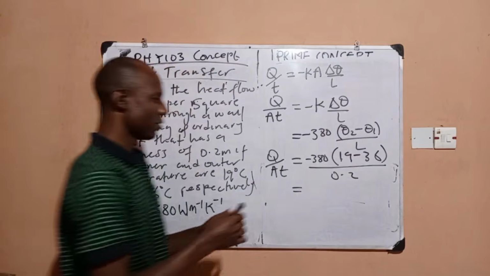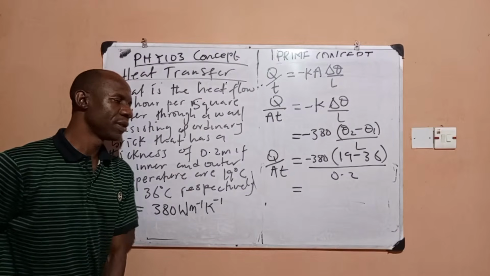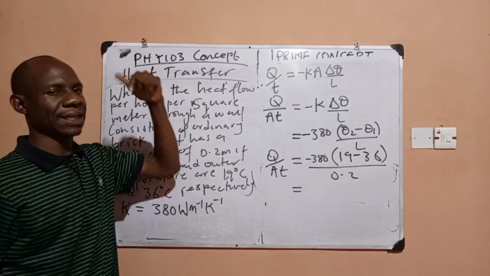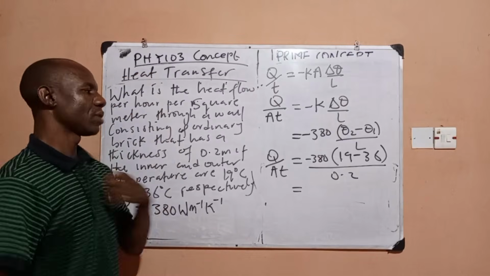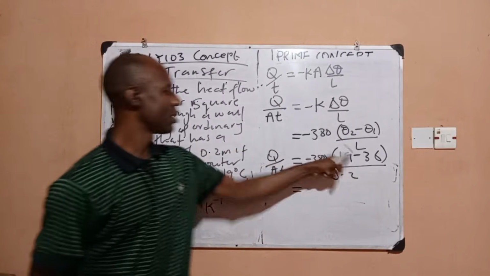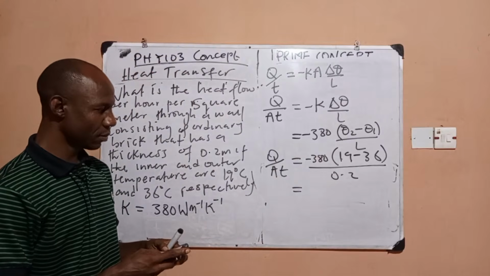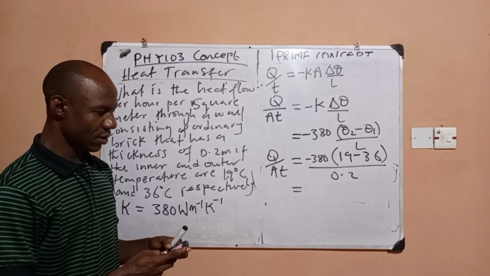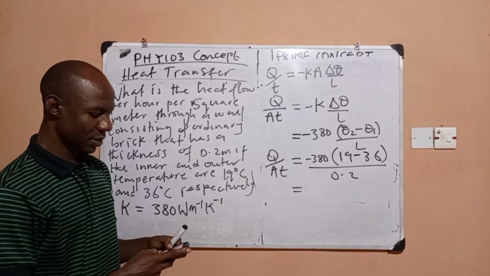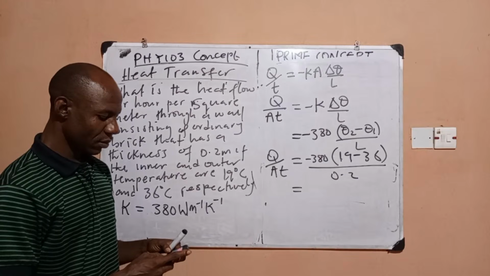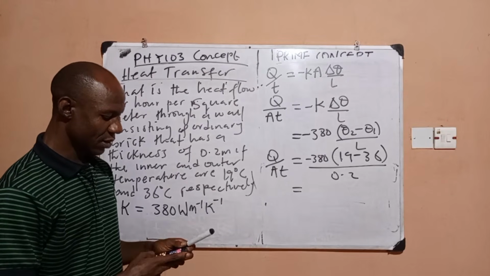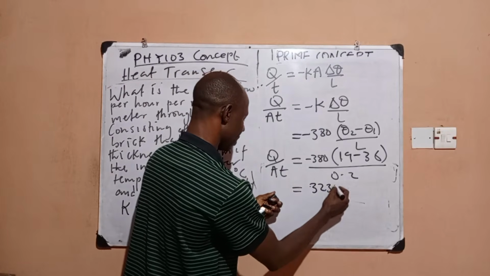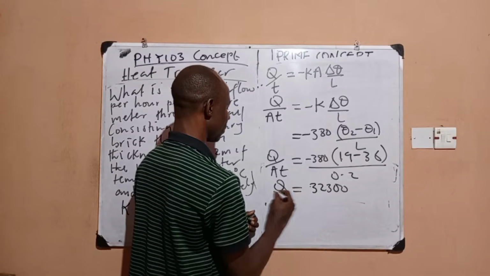Remember, temperature will flow from higher to lower. So higher is theta 1, lower is theta 2. That is why I'm doing it that way, so that this will cancel this. So you should know that. So you have 19 minus 36 times 380 divided by 0.2. So it will give us 32300.